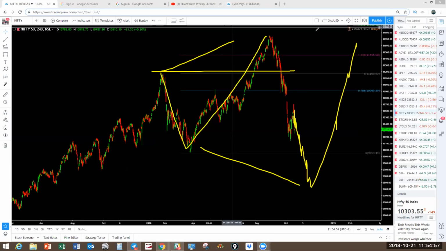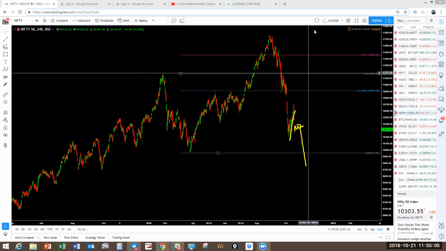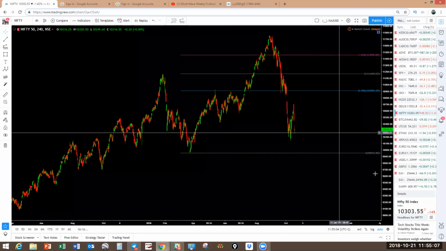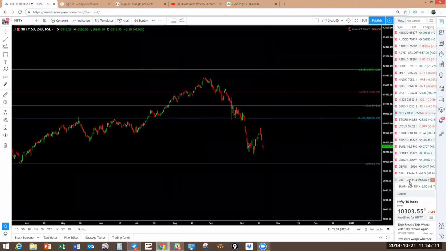So we've already made this three-wave move here, and it has already made a gap down. So a correction here, minimum can come back to that level. Okay, so that is the Nifty. And now I think we can go to the cryptocurrencies. Okay, just look at the Dow.